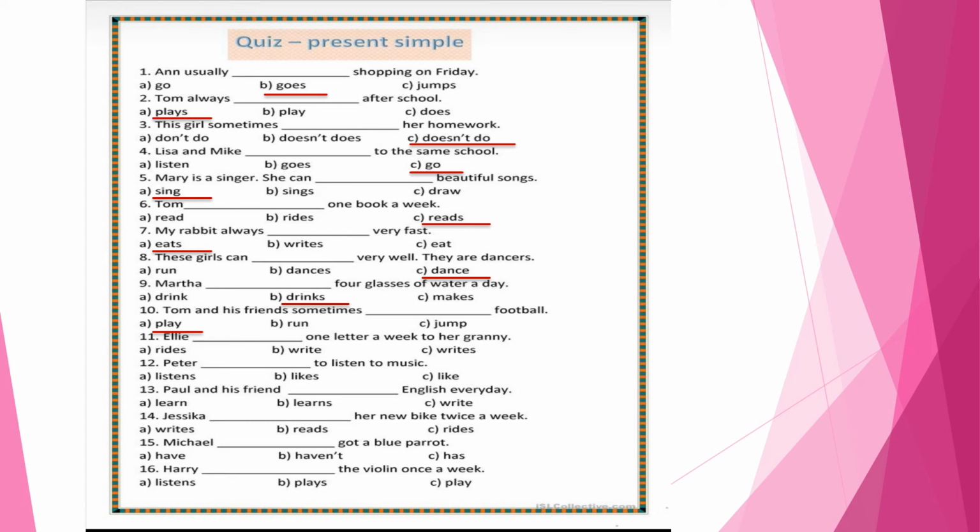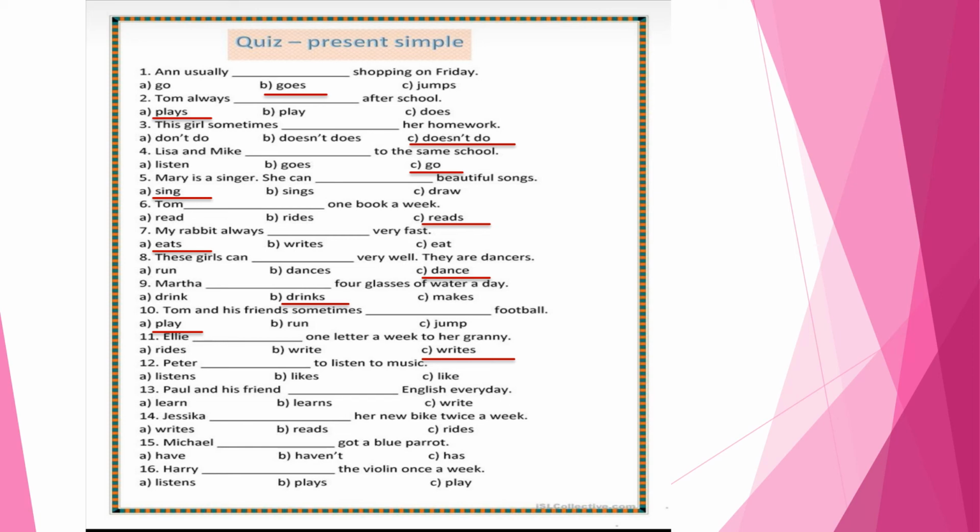Number 11, Ellie, which is a name of a girl, writes one letter a week to her granny. Okay? So you will choose between write or writes, of course, because of one letter. Your subject here is Ellie. Ellie is a name of a girl. If you cross it, you will add she. So you have to add to your verb s or es, and your verb here ends in e. So you will have to add s only to it. So it will be writes, and writes 1 letter a week for her granny.